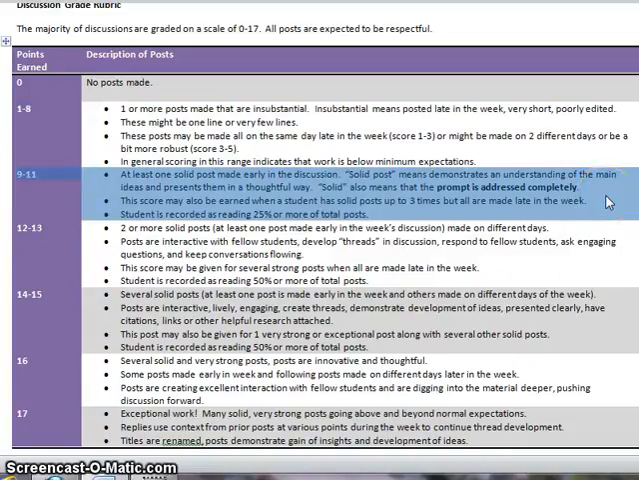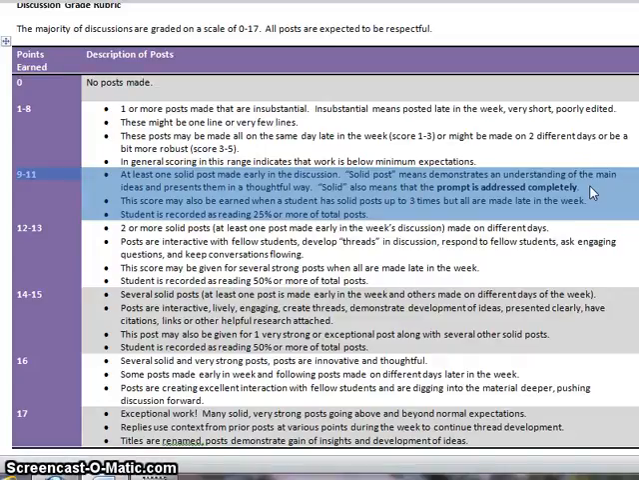In the 9 to 11 points earned category, we have at least one solid post that's made early in the discussion. So what does solid mean? It means that your post demonstrates an understanding of the main ideas, and you're presenting them in a thoughtful way. So it's more developed than posts that are earning less. In particular, solid also means that the prompt is addressed completely. Read the prompt thoroughly. Sometimes there's more than one question there that needs to be addressed.